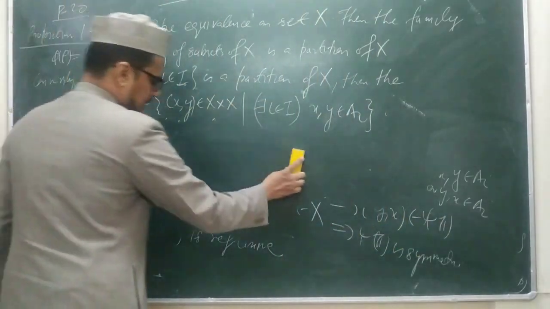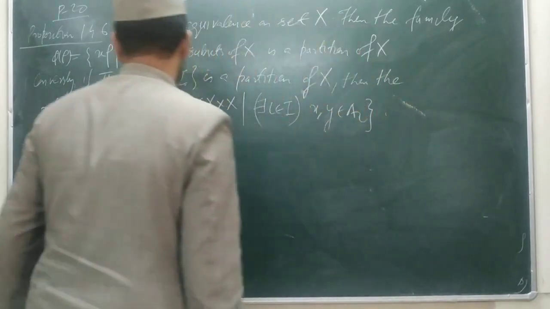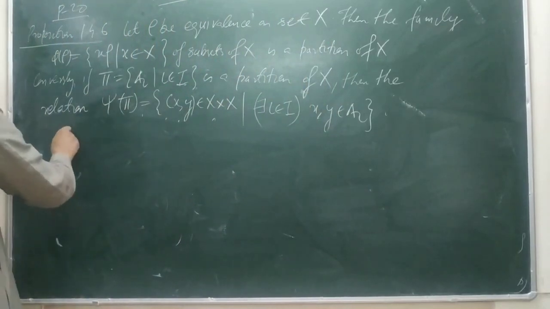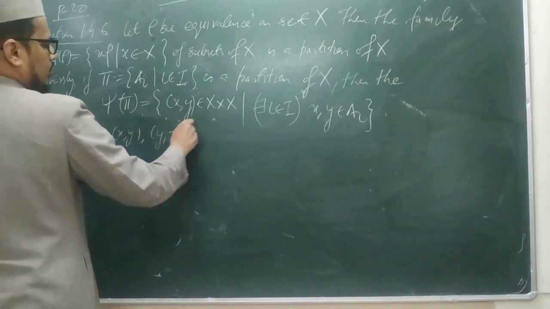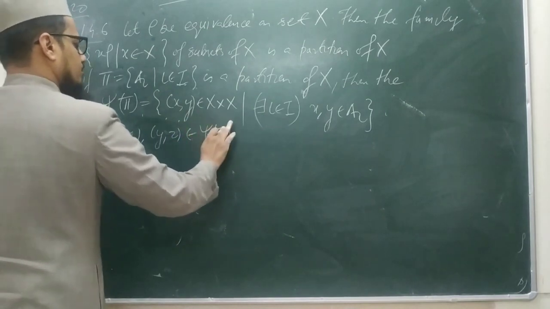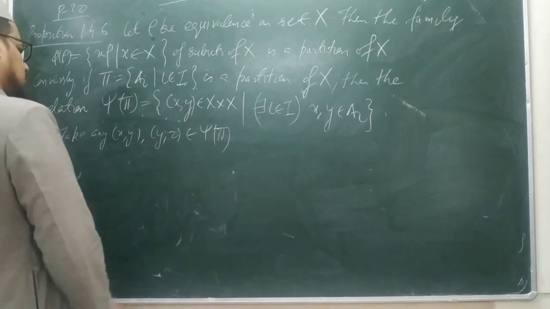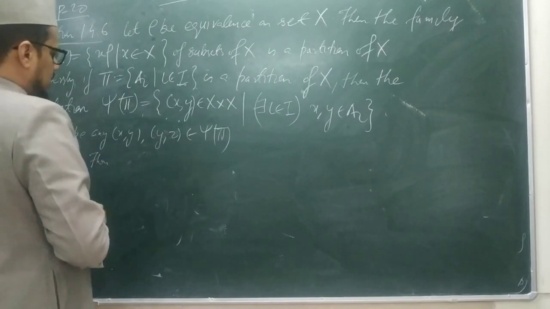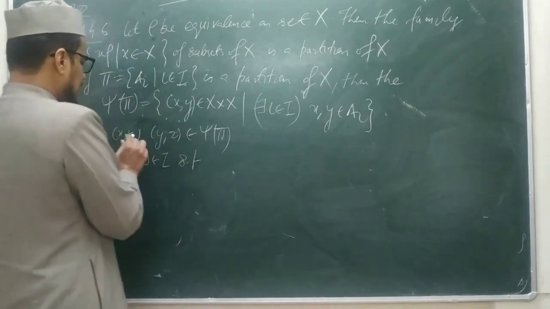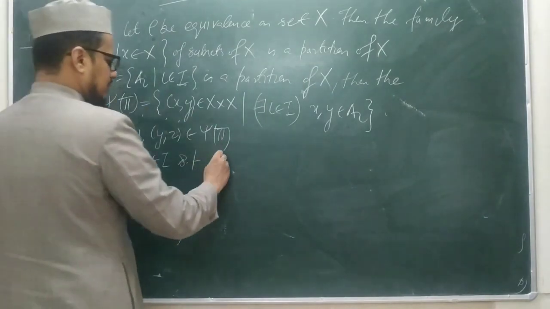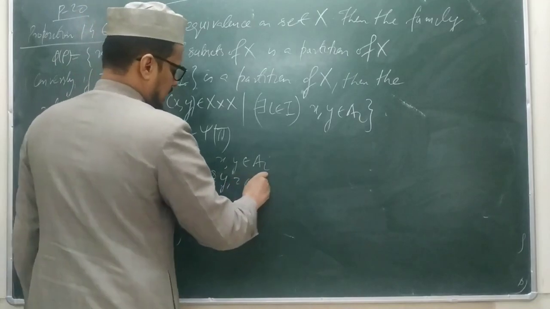We have to prove psi is transitive. So see, what we do, take any (x, y) and (y, z) belonging to psi pi, then there exists i, j belonging to I such that (x, y) goes in ai and (y, z) goes in aj.